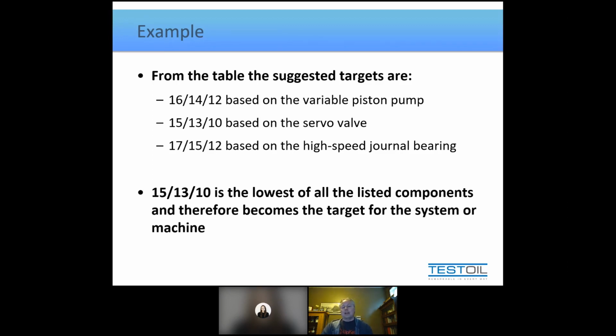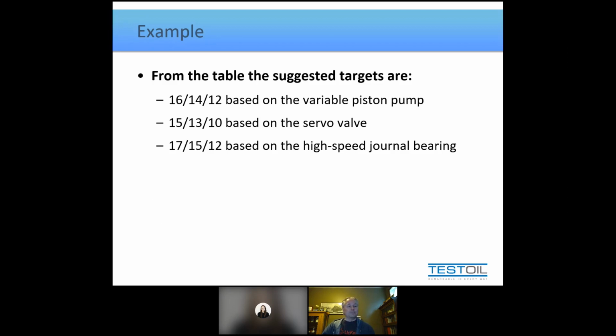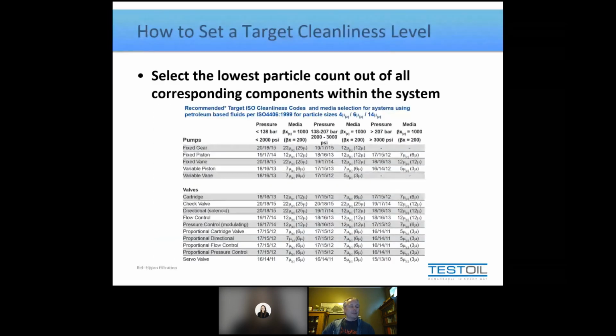Now, as I mentioned, I do like the Hypro chart for a reason, because the Hypro chart, if I just quickly go back to it for a second, coming down to the bottom again, just to remind you where I'm looking here. If I look at servo valve, come over here to 15, 13, 10, but right beside it, it says the recommended filtration to achieve a 15, 13, 10 is either a 5 micron beta 1000 filter or a 3 micron beta 200 filter.